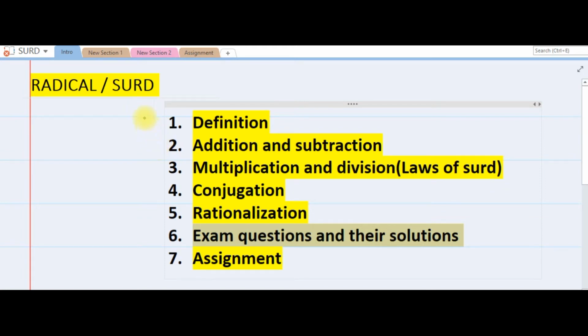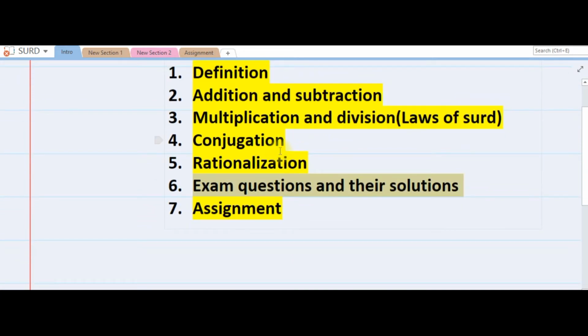Okay, welcome viewers. We are on a special topic, which is surd or radical. Under surd, we'll be treating the definition, addition and subtraction, multiplication and division, that is the laws, conjugation, rationalization, and we will now solve some questions. So let's start with the definition.